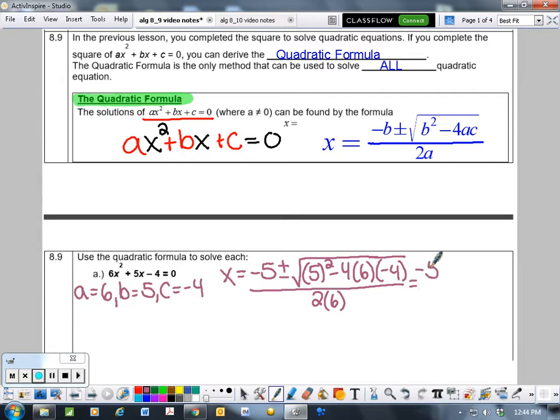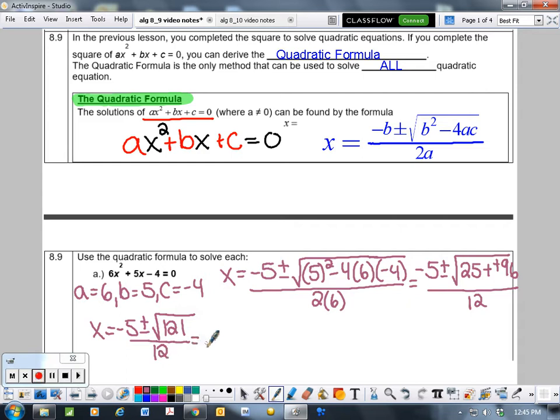So this is going to be negative 5 plus or minus the square root of 25 minus, and now we're going to go ahead and times on our calculator, 4 times 6 times negative 4, which is negative 96. And this is where people mess up a lot too, is they mess up on their negatives here and they don't realize that the minus and negative turns into plus. And so now we're at this point. And so now we're going to go ahead and add 25 to 96, which is 121. So now we get an answer of x equals negative 5 plus or minus the square root of 121 over 12.